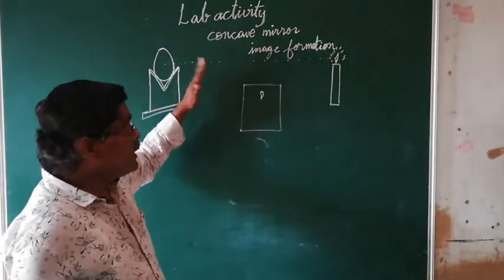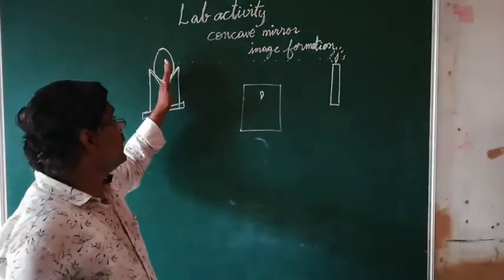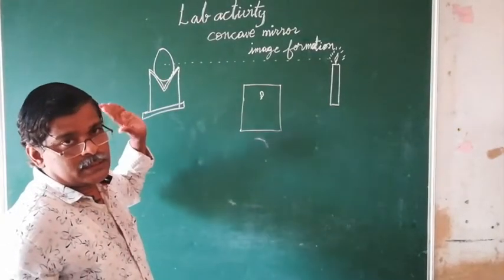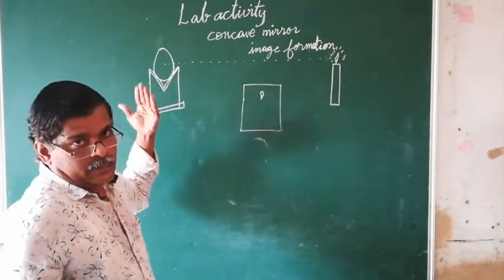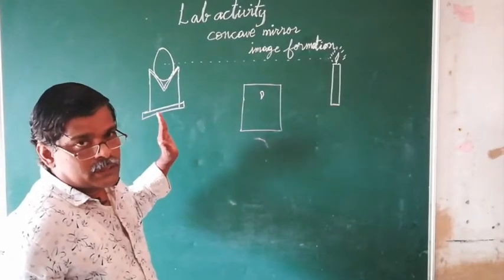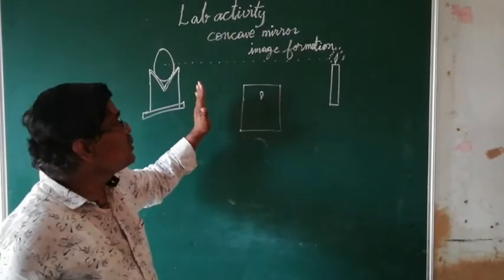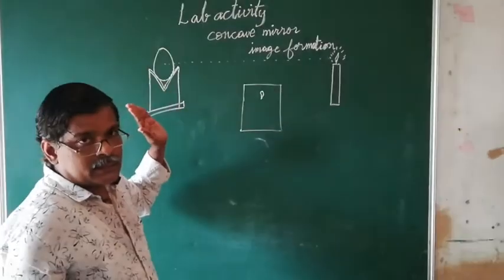If it comes very close, that is between mirror and F, we won't get an image on the screen. It is a virtual image. On F, that is the focal point, if you keep it also, we won't get an image.